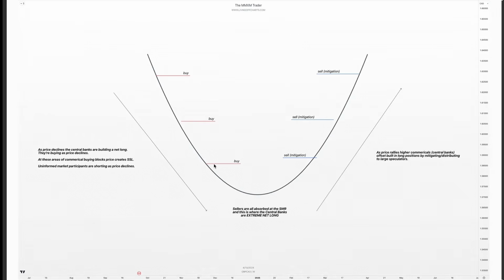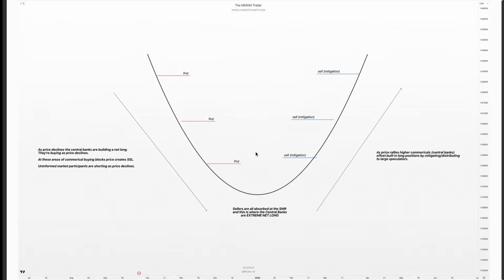Because they need to offer liquidity. The central banks offer liquidity to the large institutions and us as retail. And to offer liquidity, they need to hedge. So they buy in the decline as price goes down, and then they absorb all the sell side liquidity. And this is where they're net long. This is where the central banks actually make a profit. It's from the extreme net long position at the very low of a market maker buy model, the smart money reversal, or the very high. What they're doing here by buying here, they're hedging their positions here and they're selling them to the large funds.